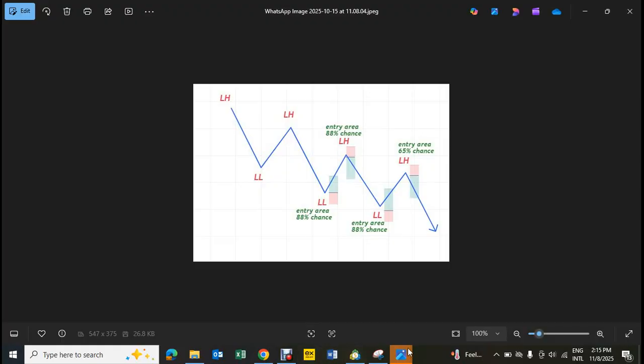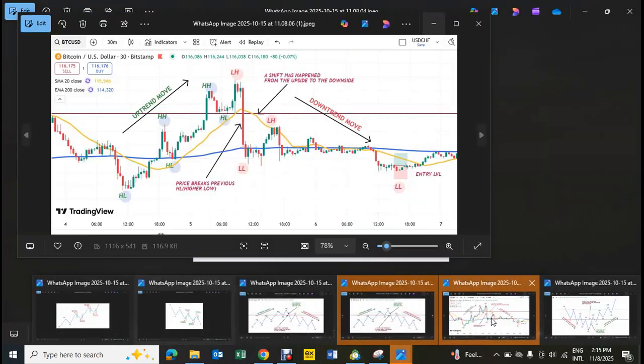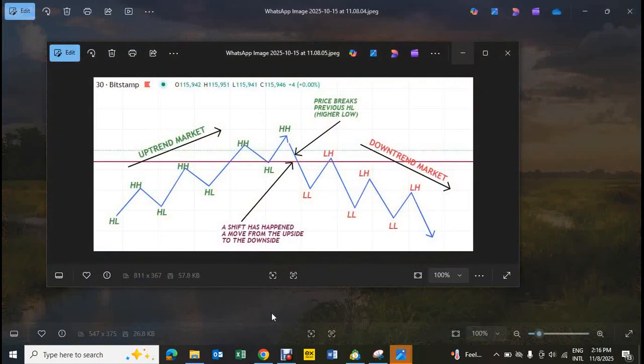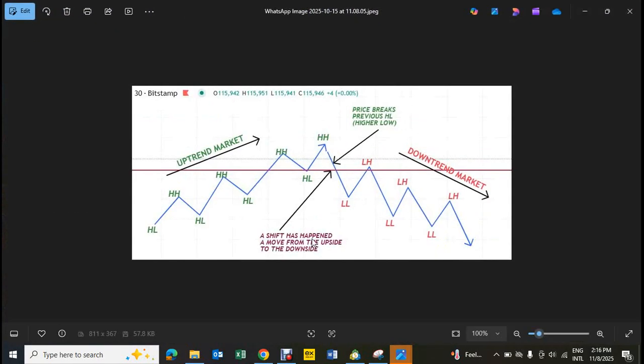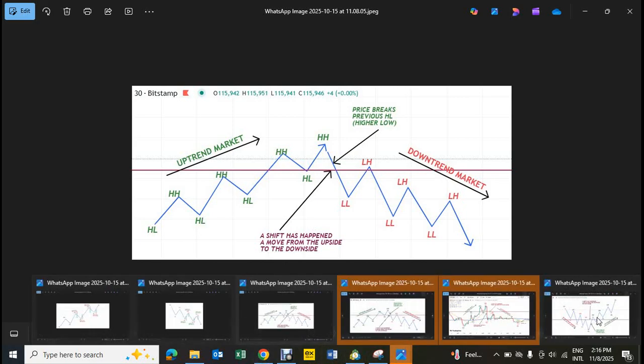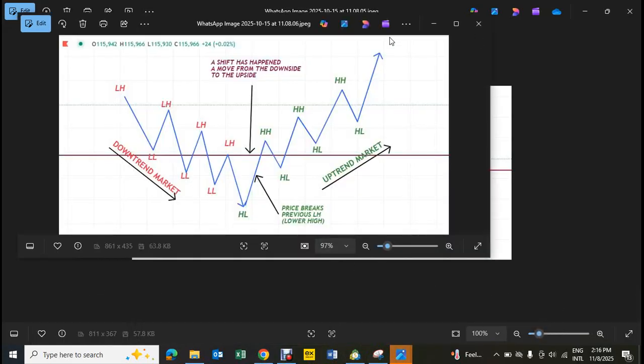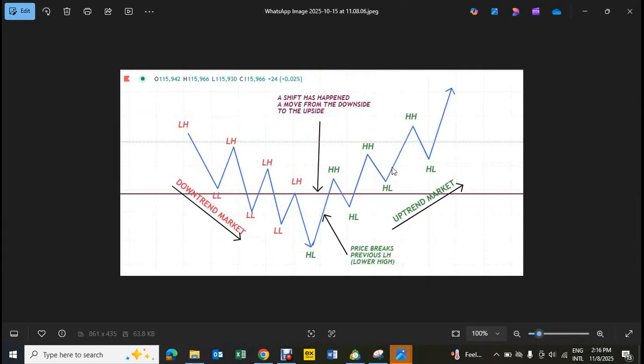And I also explained in part 1 that we can always see a market shift. This is an example of when the market is going to the upside and shifting to the downside. What you need to see before you can see a shift to the downside. And this is from up to down. I'm going to show you from down to up. This is from down to up. This is an example from down to up. So this is what I explained in the first video.